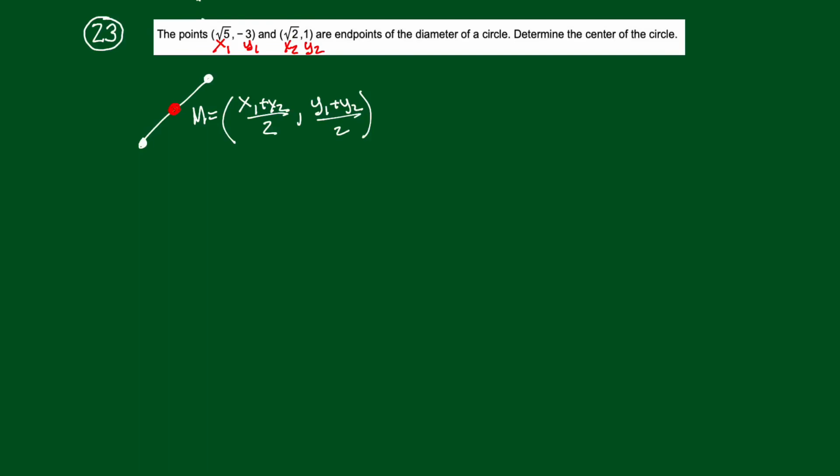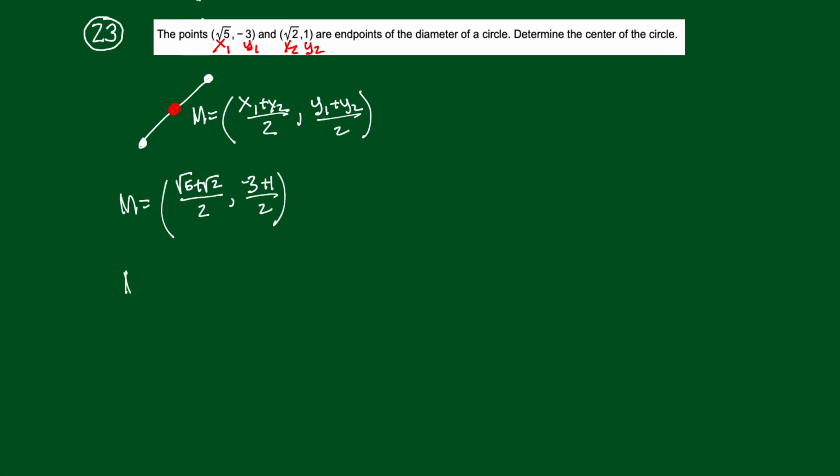So let's substitute and see what we get. So the midpoint is going to be, all right, let's add up the x's. Square root of 5 plus square root of 2 all over 2. Add up the y's, we'll get negative 3 plus 1 over 2.